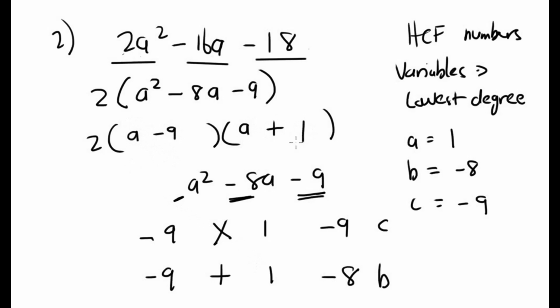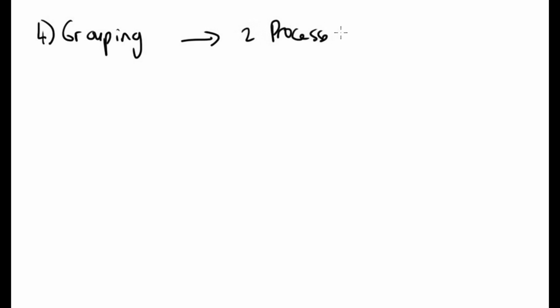So far we've done common factor, difference of two squares, and trinomials, right? The last one, which is probably the trickiest type of factorization, the fourth type, is grouping. Just to remind you guys, with grouping there are basically two processes. Number one is you're going to start by factorizing.